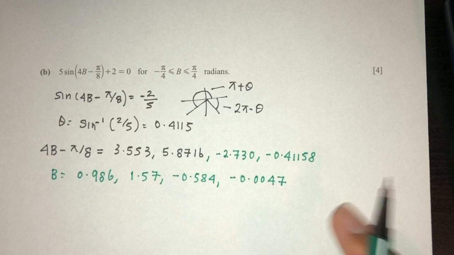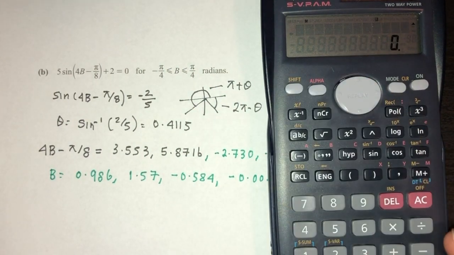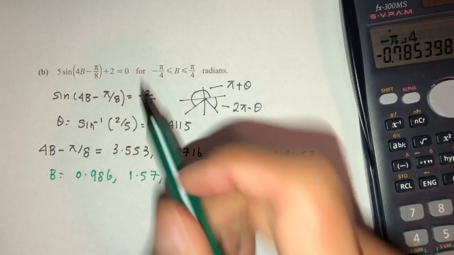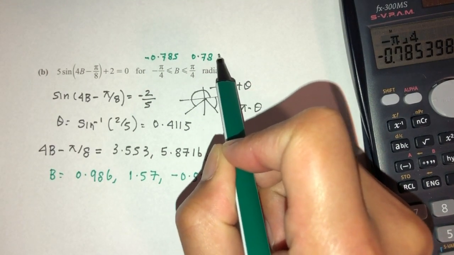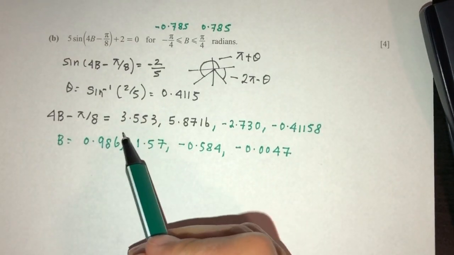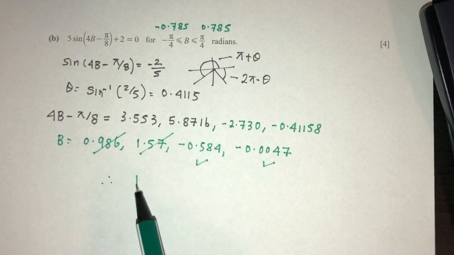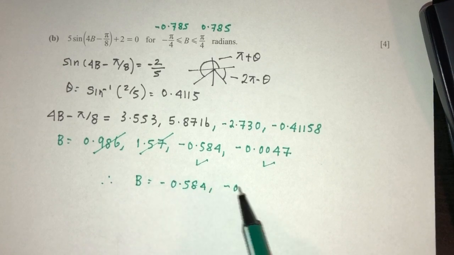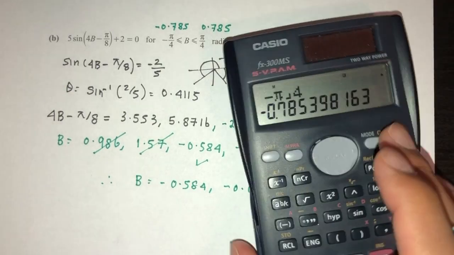But here we have b between this and this. So let's find out. Minus pi over 4 is what? This is minus 0.785 to 0.785. So our answers need to be between that domain. So let's see, this one is outside, this one is outside, this one is in, this one is in. So we have two answers. b can be minus 0.584 and minus 0.0047. So let's check if that is correct to make sure.